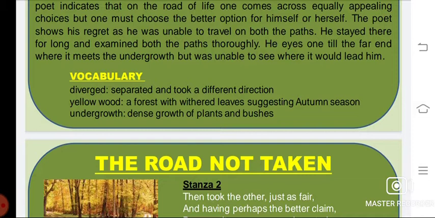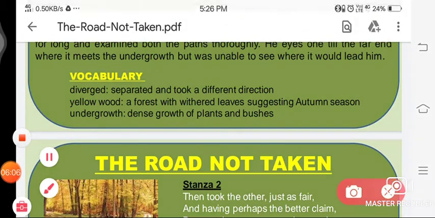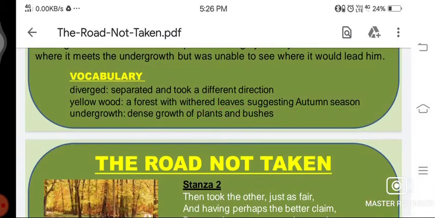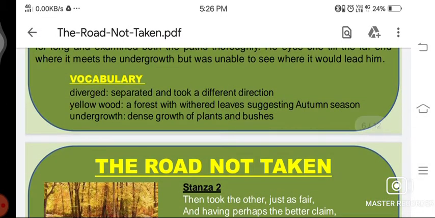Now the vocabulary: diverged, separated and took a different direction. Yellow wood, a forest with withered leaves, suggesting autumn season. Undergrowth, dense growth of plants and bushes.